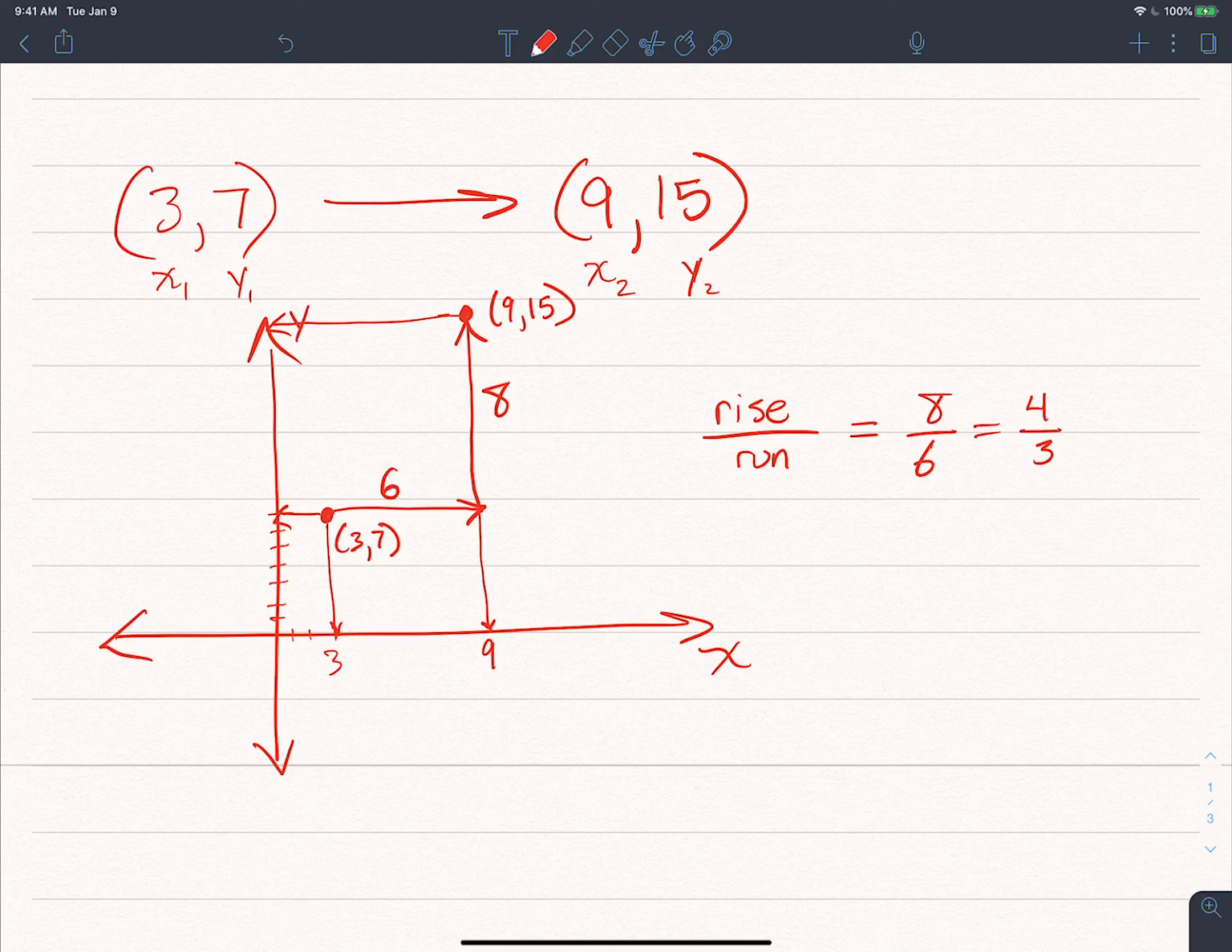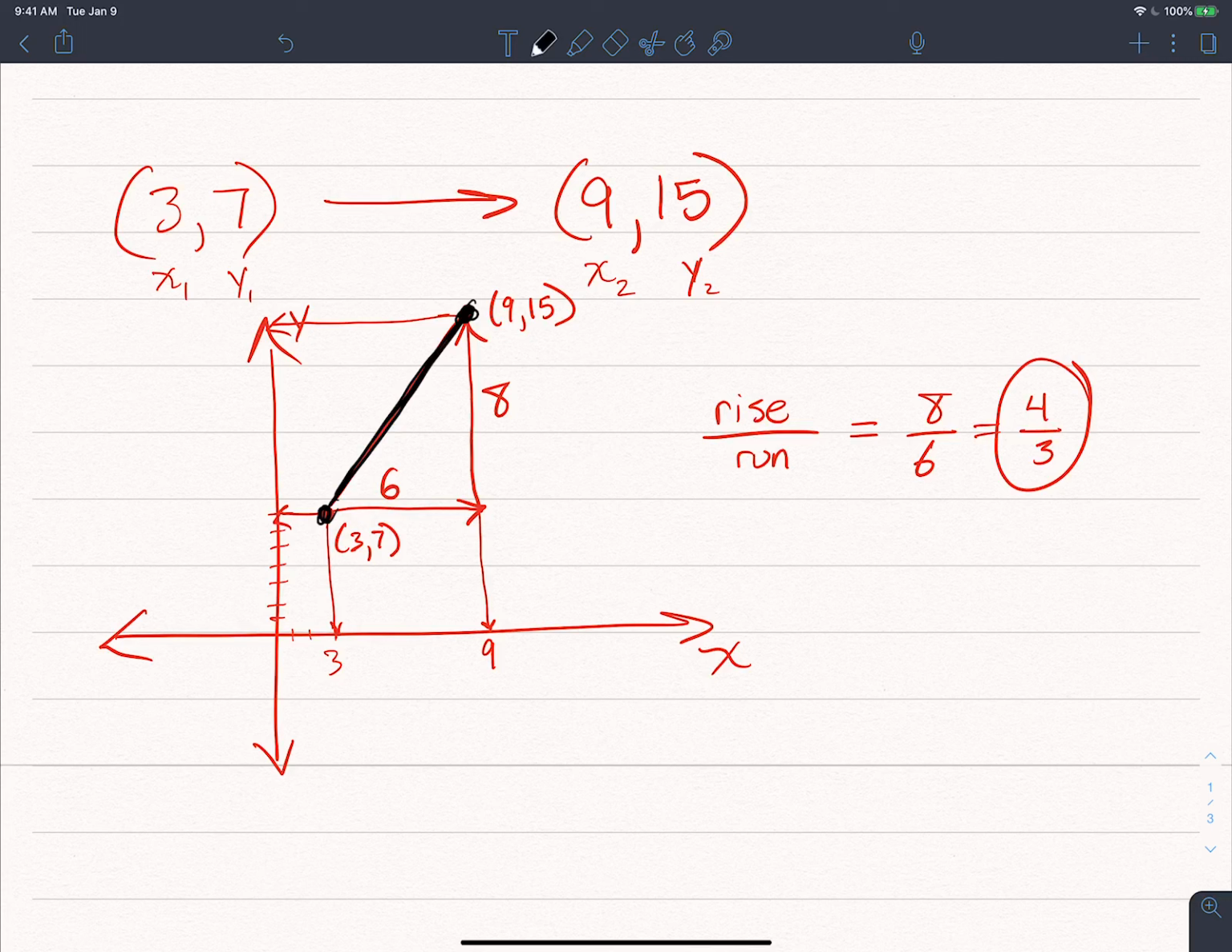Now, an important note here is that the slope is basically telling us how steep our line is. So here's the line from here to here. All we need is 2 points to make a line. And we get that line there. And the slope tells us how steep the line is.